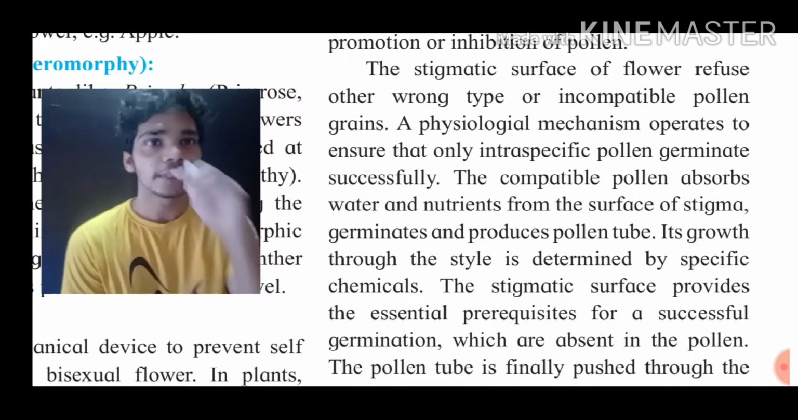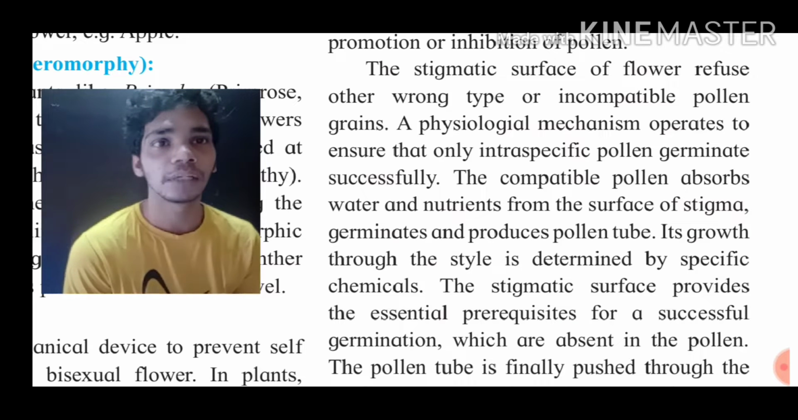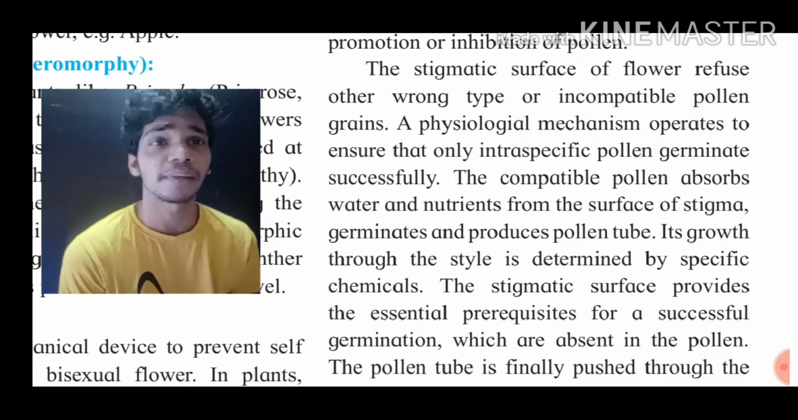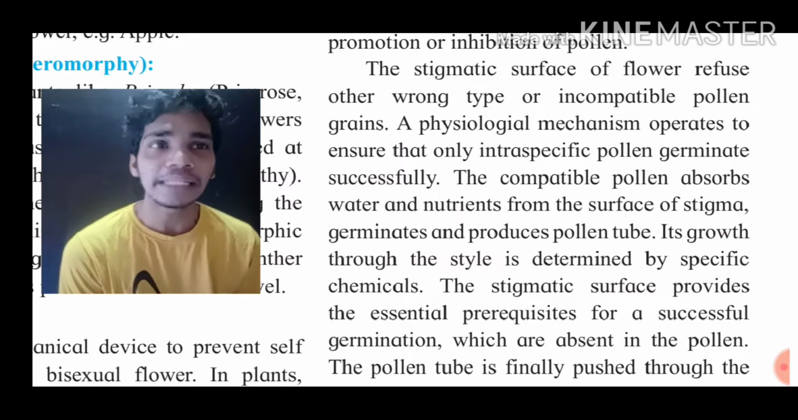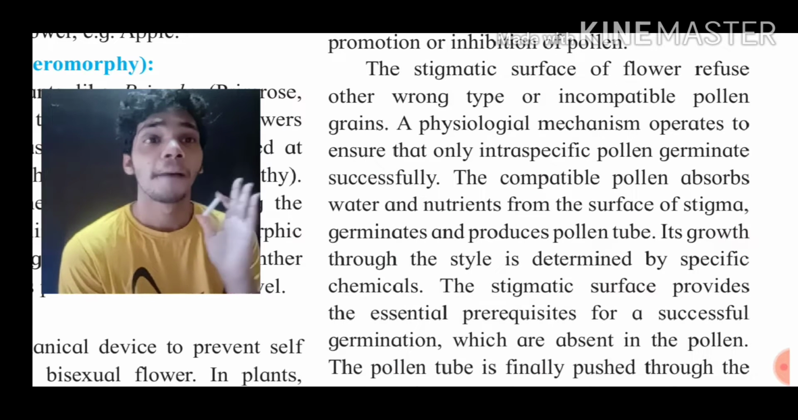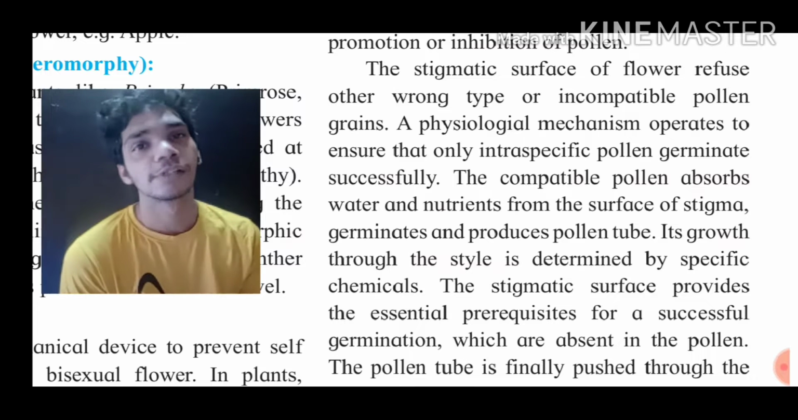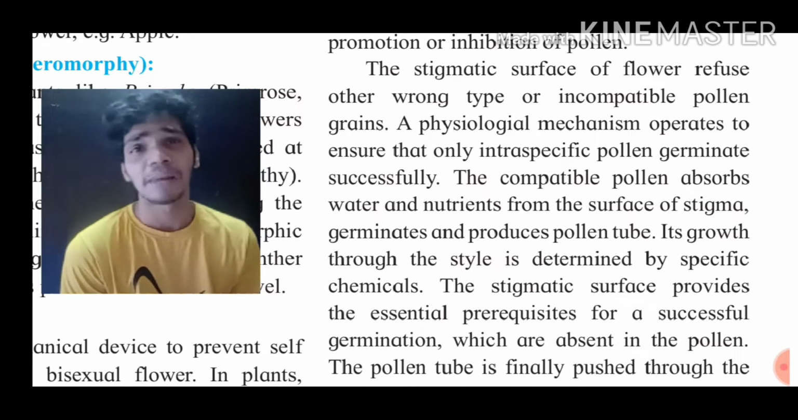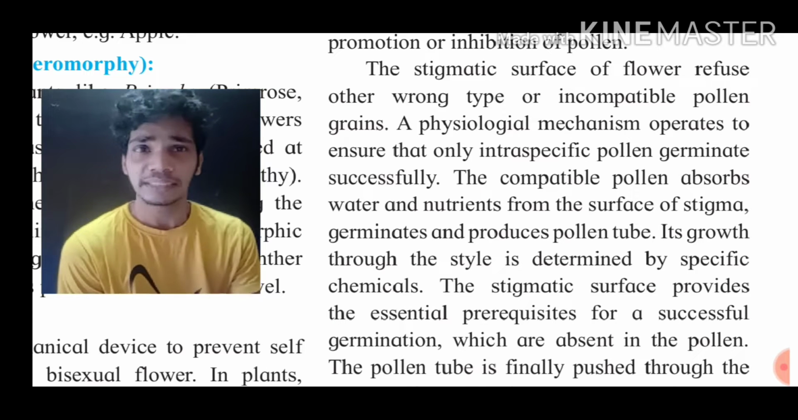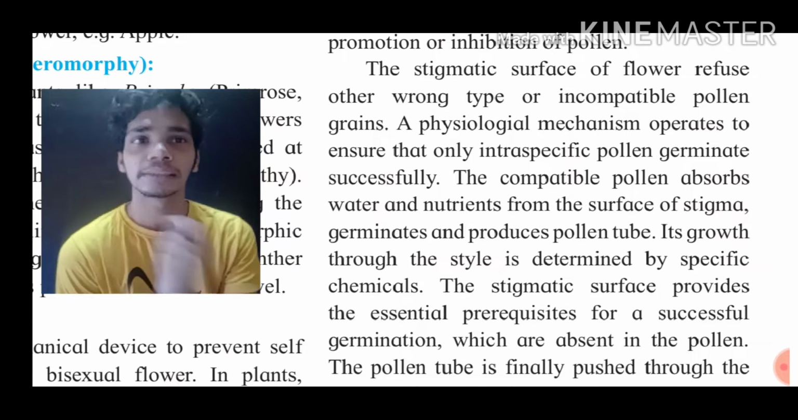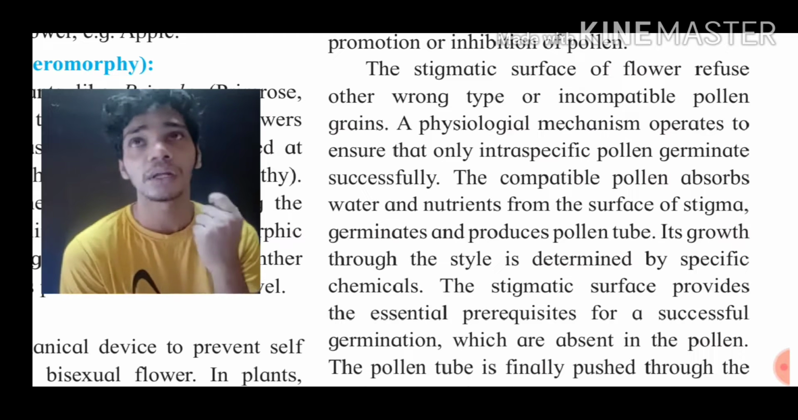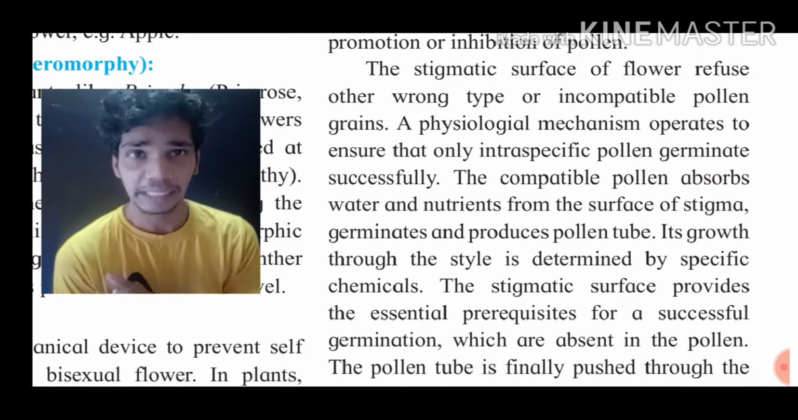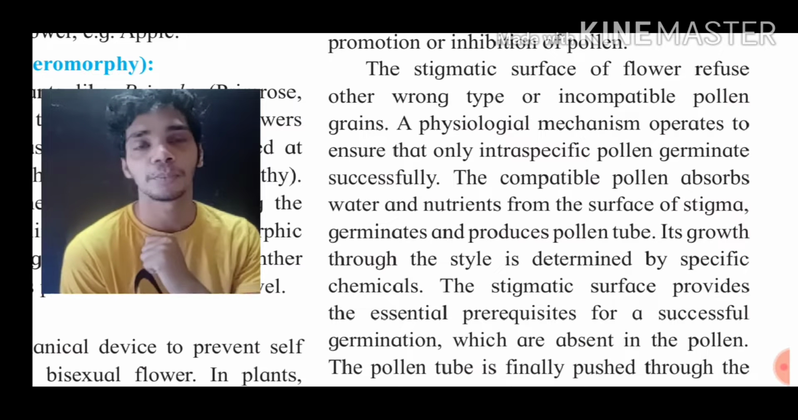The compatible pollen absorbs the water and nutrition and then forms the pollen tube, which has to be transferred through the style, determined by specific chemicals. The stigmatic surface provides the essential prerequisite for the successful germination. तो for germination के लिए जो चाहिए वो कहाँ से मिलेगा उसको? Stigma. Stigma is known as a sticky material, but it does contain some requirements, you can say nutrition, for the germination of the pollen grains, which leads to the formation of the pollen tube.